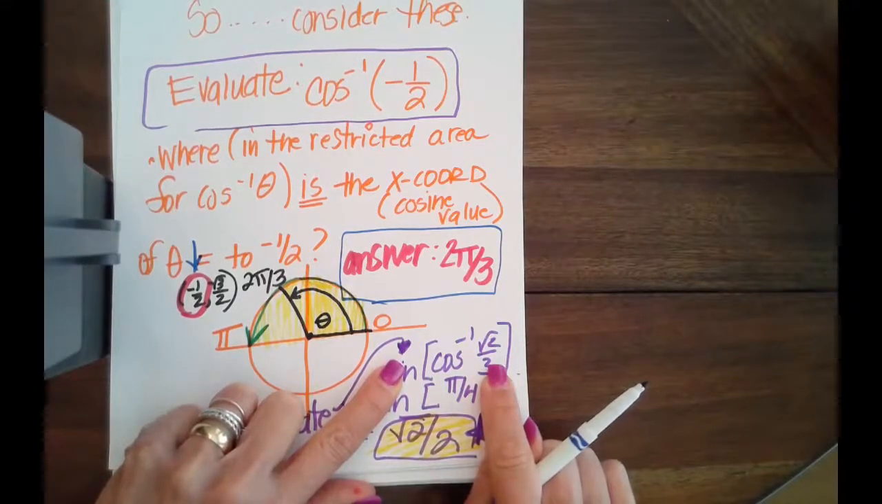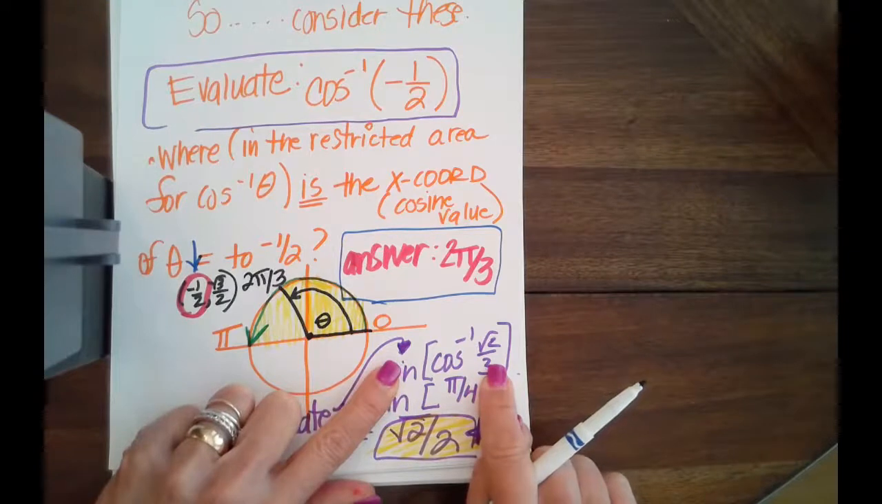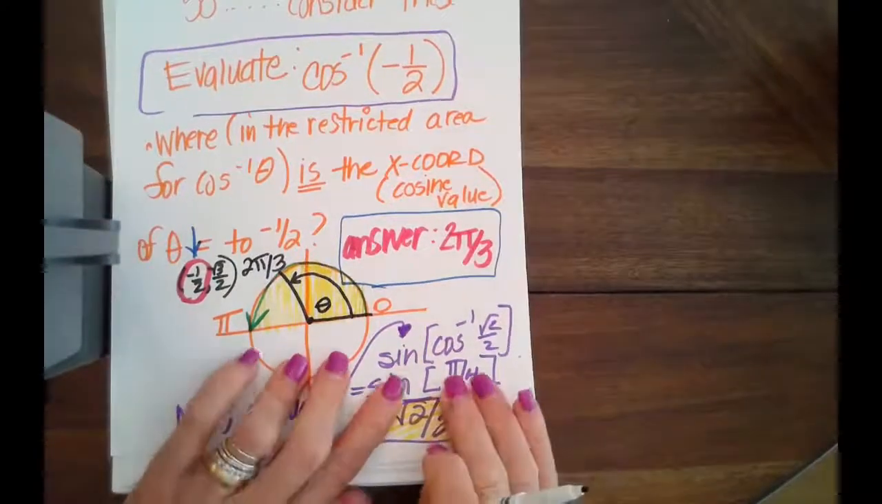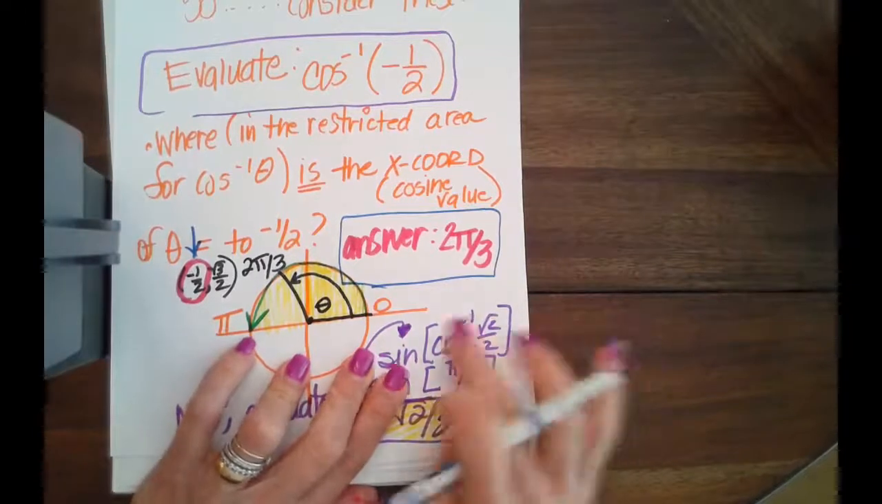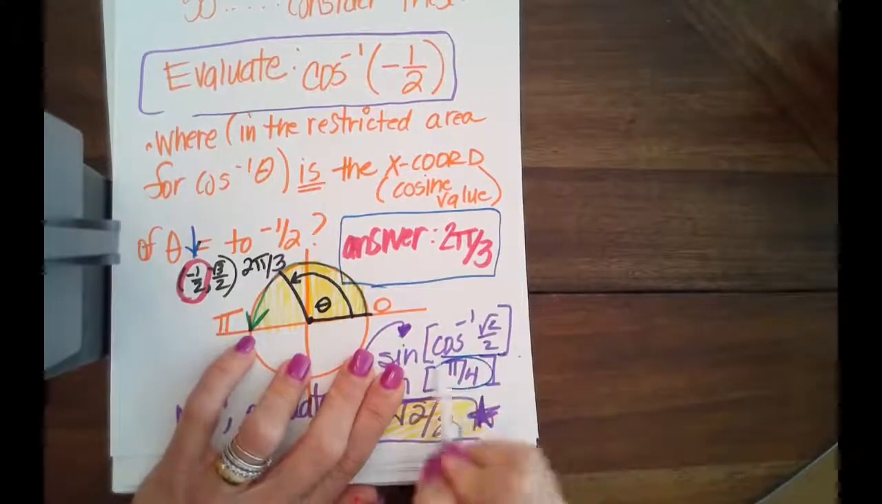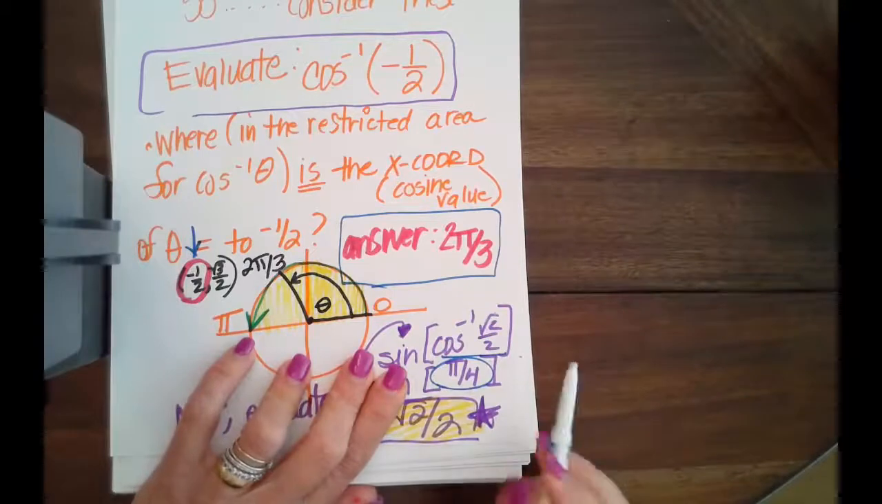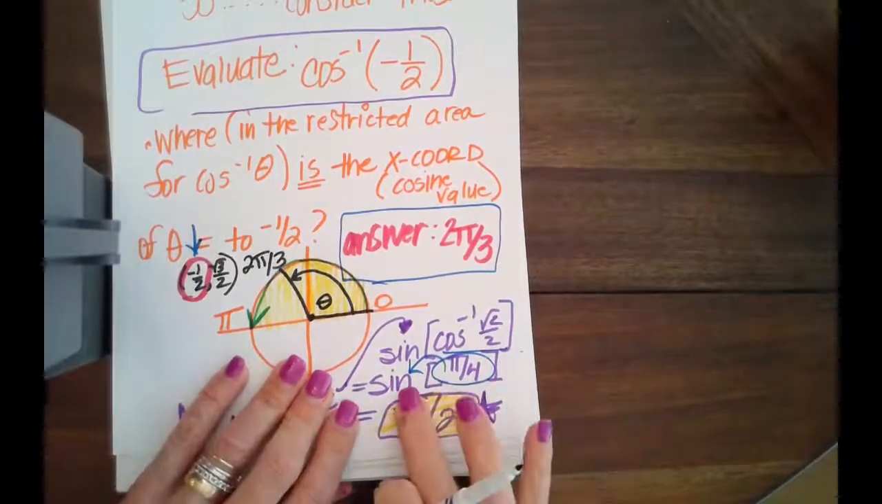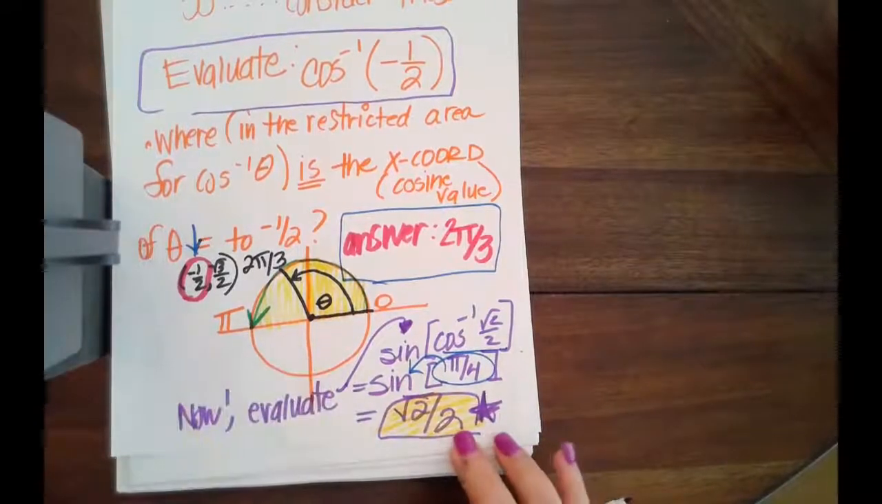According to your unit circle, positive radical 2/2 as an x is going to fall in this quadrant, and it's going to be assigned to pi over 4. So the inside statement is now evaluated at pi over 4. Then you work to the outside and say, okay, at pi over 4, what is the sine value? Well, it just happens to be radical 2 over 2.